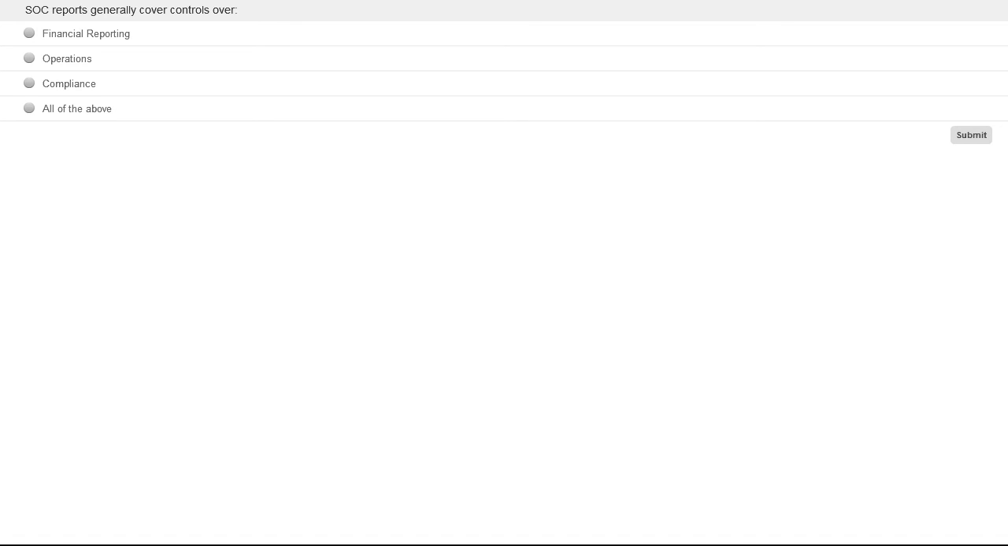Next polling question: SOC reports generally cover controls over. You don't need much time for this one, so I'm going to advance it.